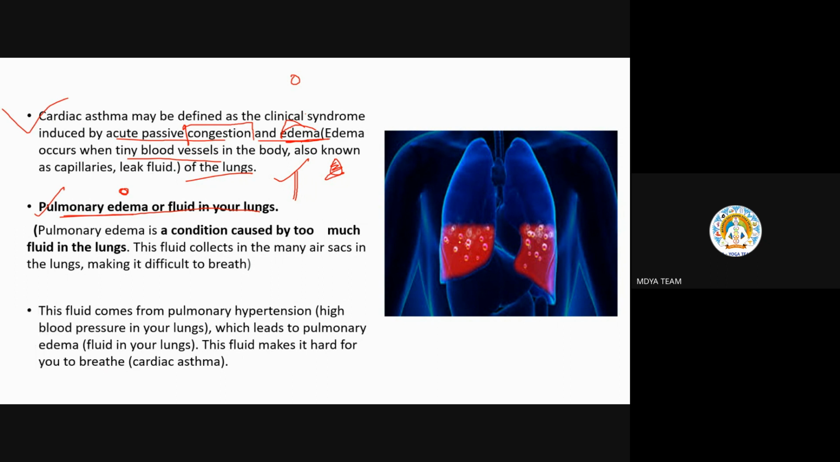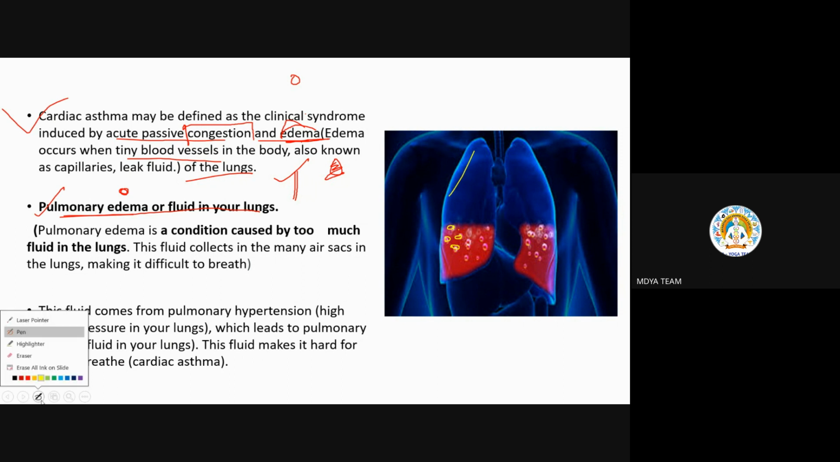As you can see in the diagram, this is the lungs. In the lungs, these are some sac-like structures, filled with fluid. This is called edema. Edema is nothing but something filled with some fluid. What is that fluid? That fluid is of the capillaries.